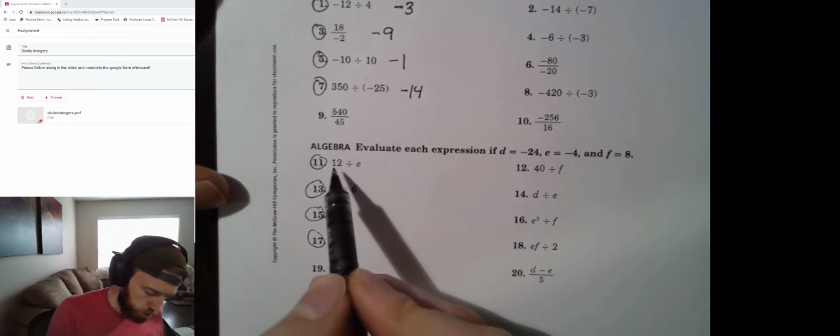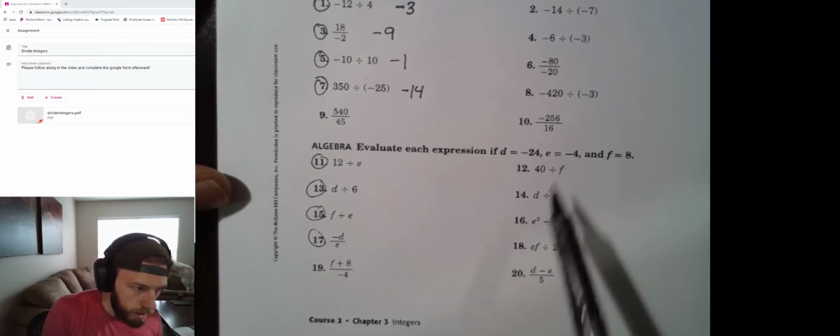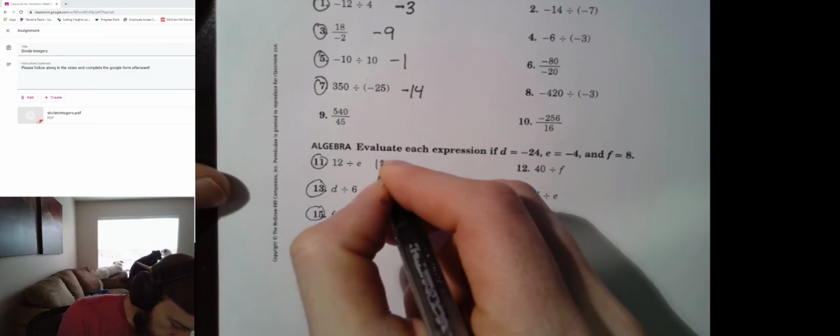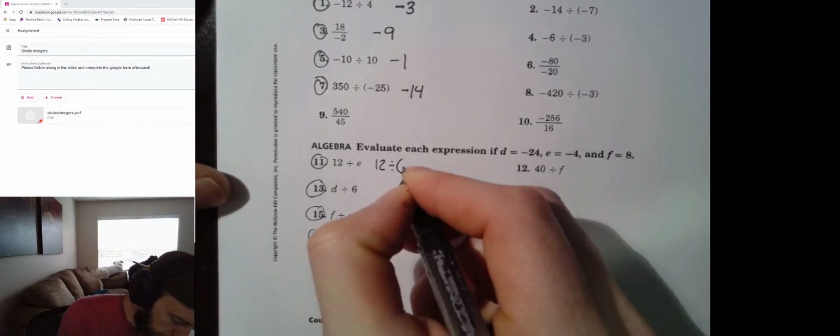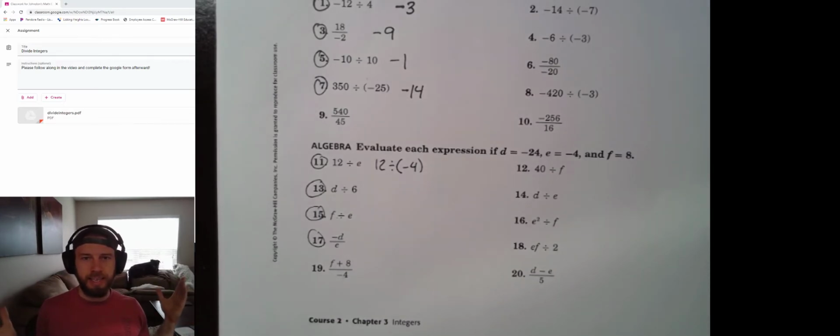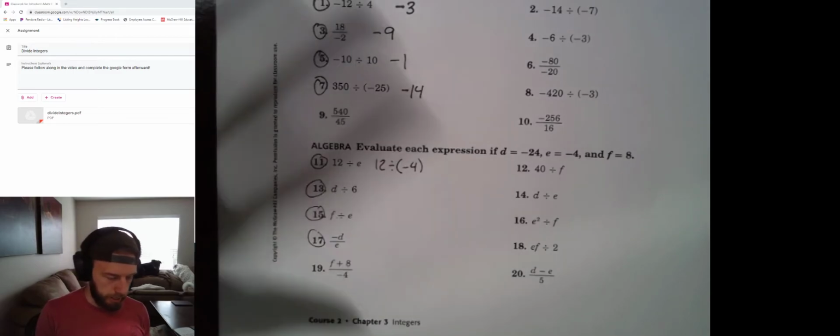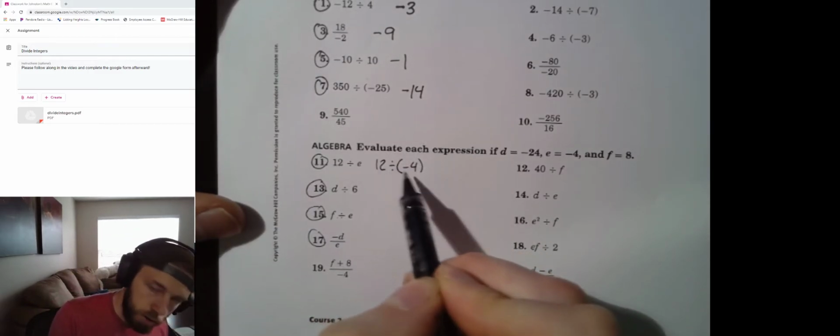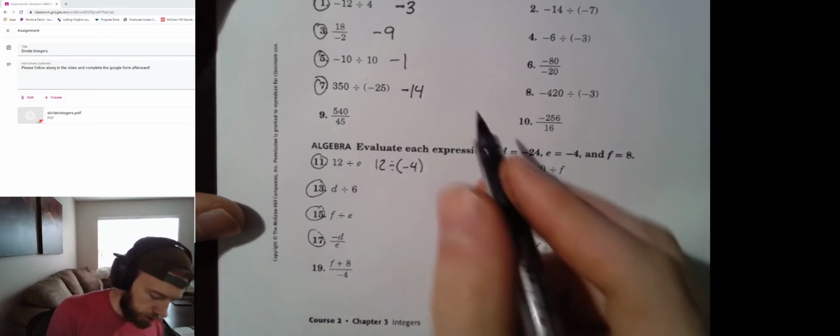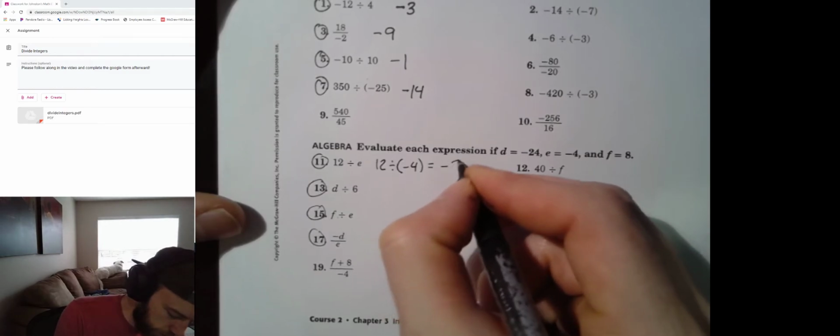Number 11, 12 divided by e. Well, up here we see that e is negative 4. So you must have done this. Please tell me you rewrote this as 12 divided by negative 4. That took literally a second to write, and now I've got a better chance of getting it right because I'm organized. I know that these two numbers are different. Their signs are different, positive and a negative. So I know the answer is going to come out negative. And 12 divided by 4 is 3, so the answer should be negative 3.